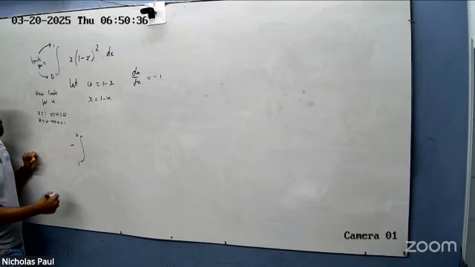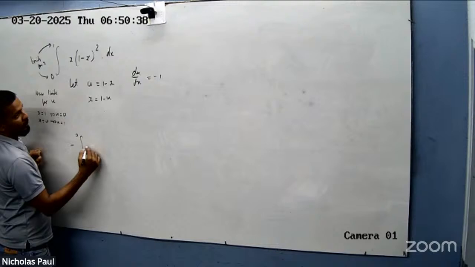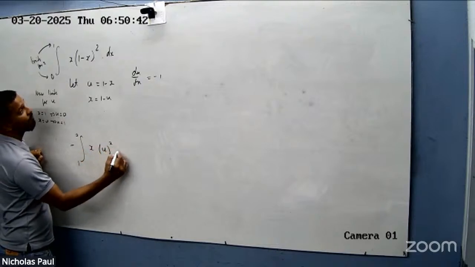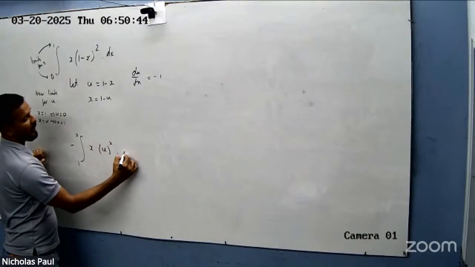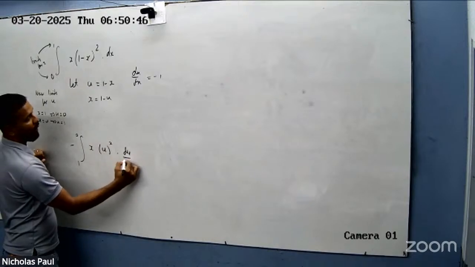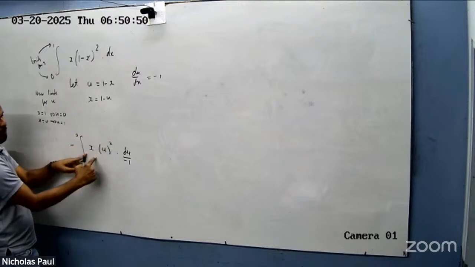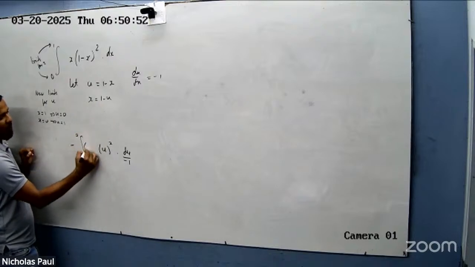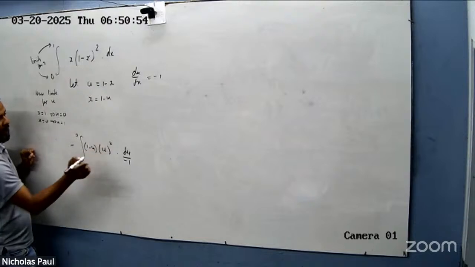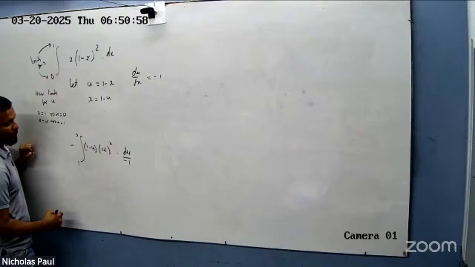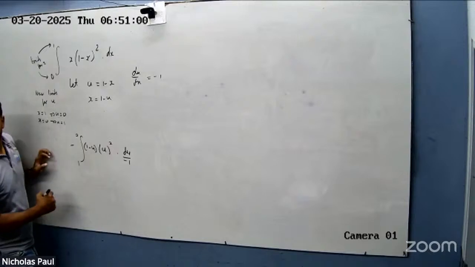Now I'm going to make a substitution, x by u squared, du on minus 1. Remember, x is 1 minus u, so I can't leave this here. So I put in 1 minus u, and then you multiply it out. Yeah, but you can bring up a negative one and get positive. Yeah, you can do that.